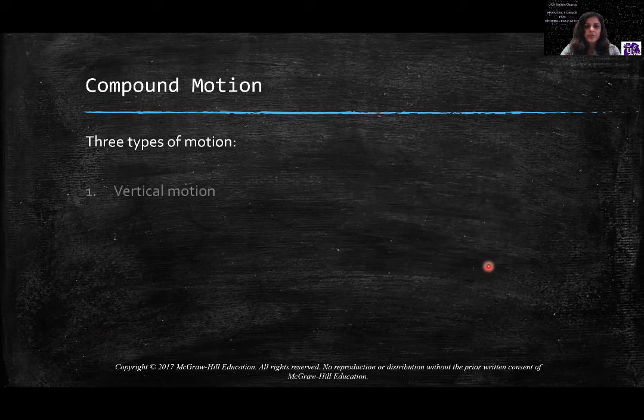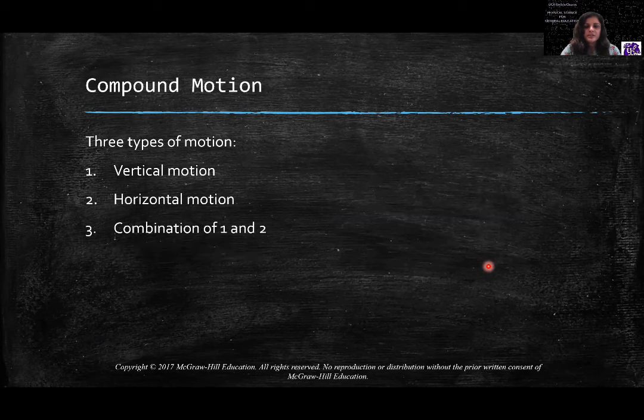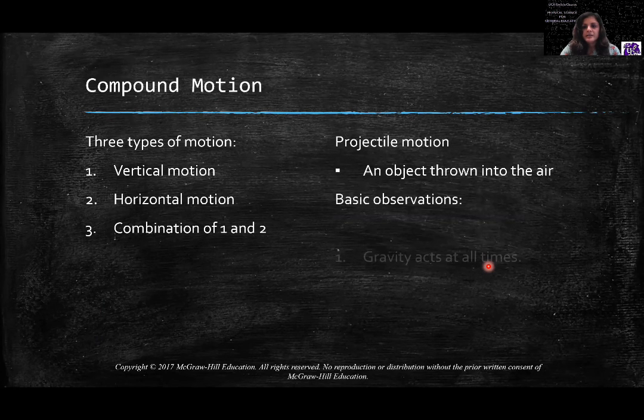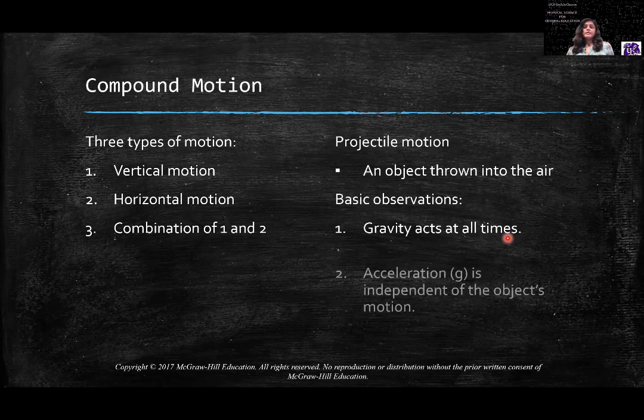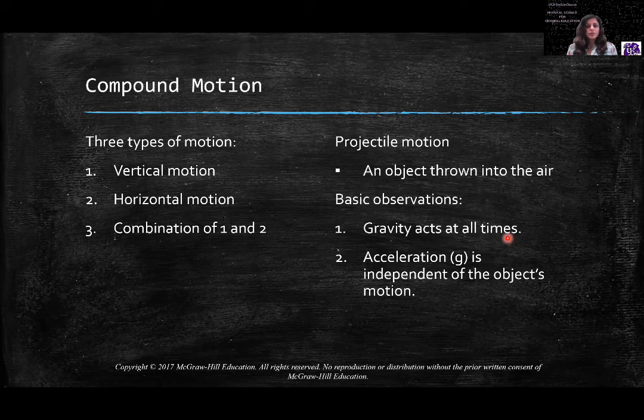When it comes to compound motion, we have horizontal and vertical motion combined, such as an object thrown in the air. And the thing about it is that gravity acts at all times, and gravity only affects the vertical motion. It doesn't affect your horizontal motion. So acceleration is independent of the object's motion. The acceleration is always there and only affects the downward motion. There's not going to be any acceleration horizontally for that object.